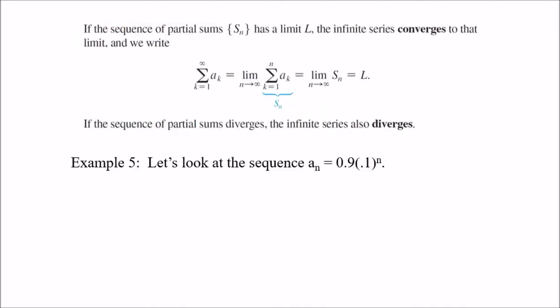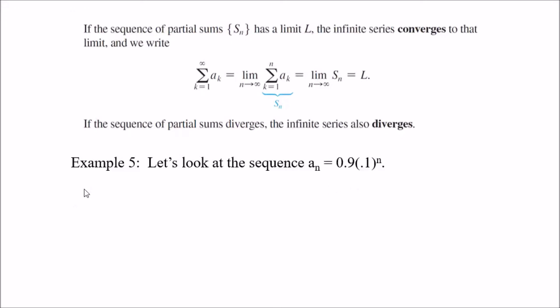Alright. If the sequence of partial sums has a limit, then the infinite series converges, and we can say that the limit as n approaches infinity of this thing, or put an infinity up at the top of our summation, is equal to whatever that limit is. If the sequence of partial sums diverges, the infinite series also diverges. Let's look at an example here. This is kind of a cool example.